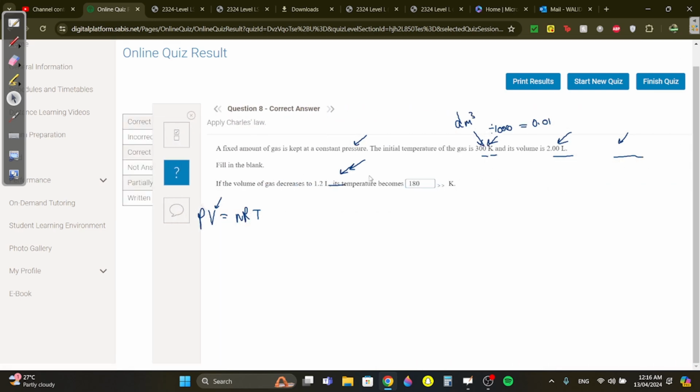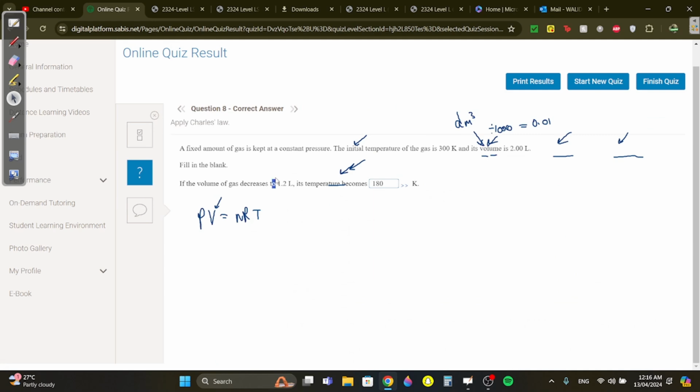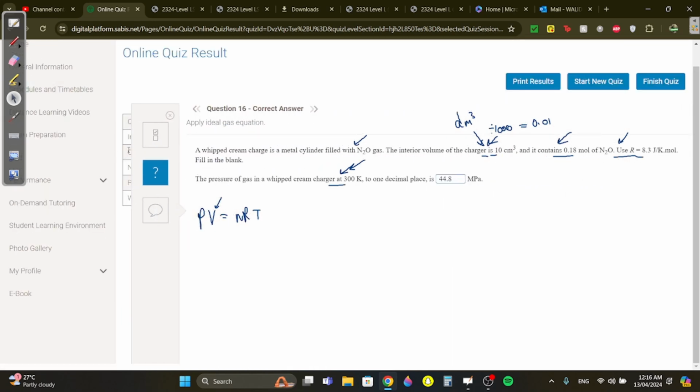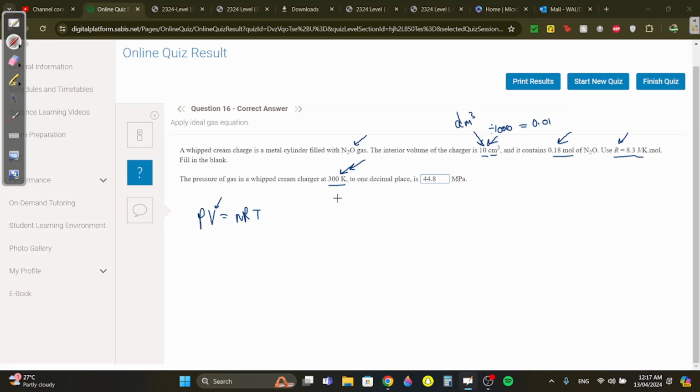Here, Charles' law. Again, if they're both liters, there's nothing to convert. But apparently, if you're just using PV equals nRT, the volume has to be in meter cube. To convert from centimeter cube to meter cube, you have to divide by a million. I think this is the first time you use this conversion factor. You divide by 1 million.